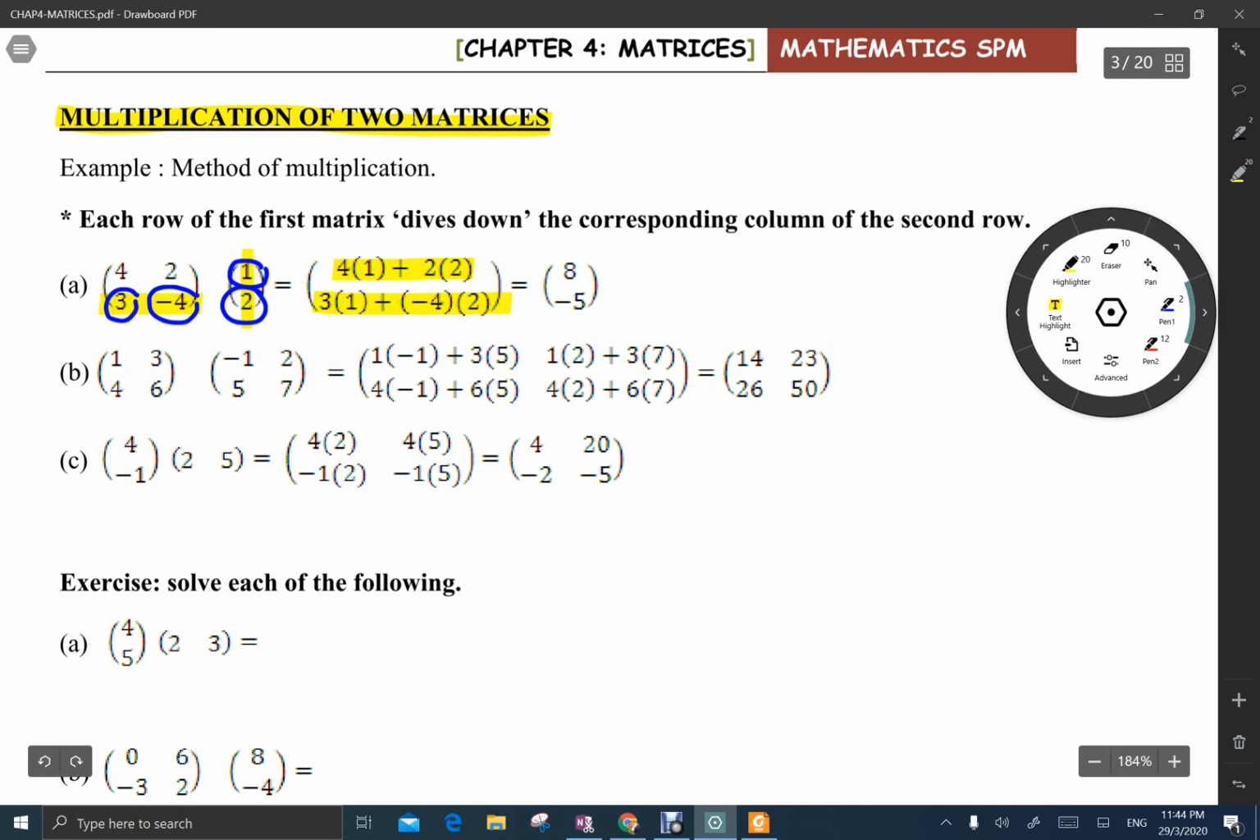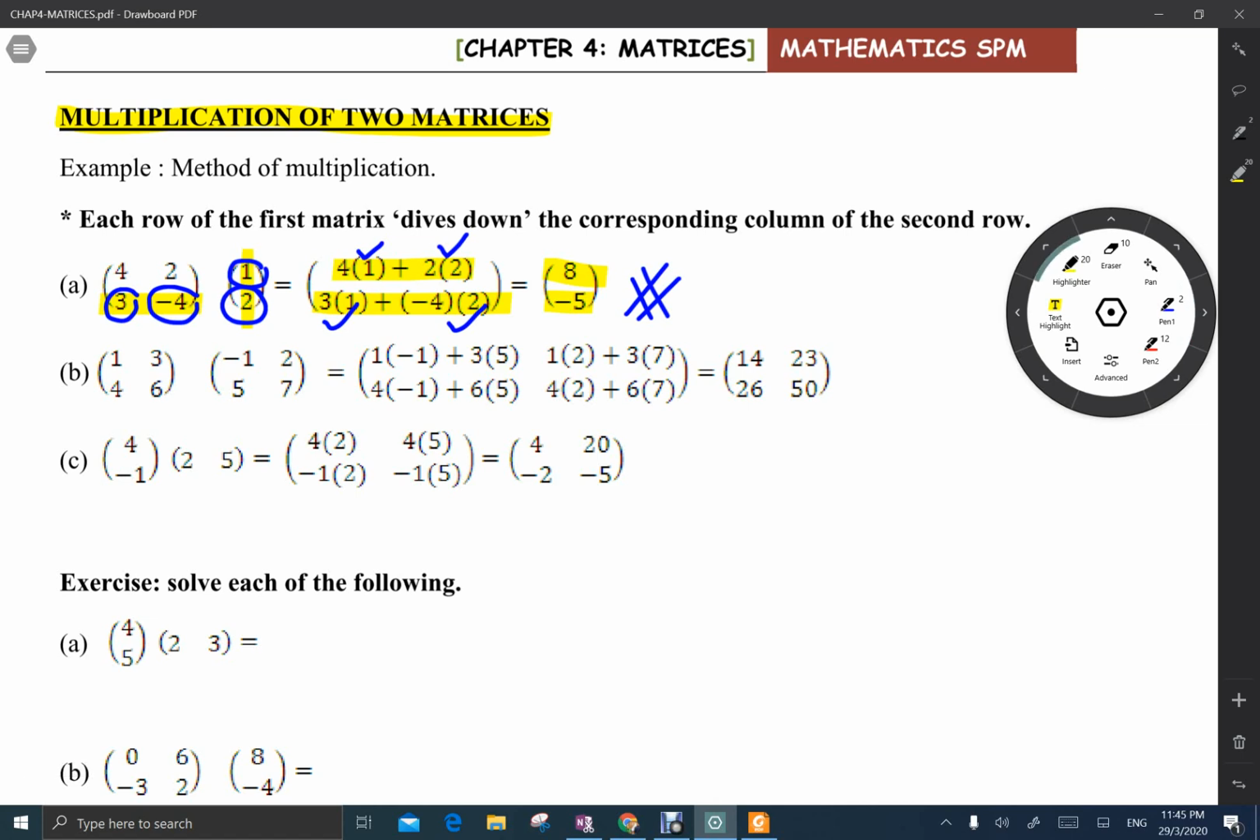Okay, then we solve it. 4 times 1 is 4. 2 times 2 is 4. So 4 plus 4 equals to 8. 3 times 1 is 3 plus negative 4 times 2 is negative 8. So the answer is negative 5. Okay, done. Now, ingat syarat dia mesti, kalau darab, matrix pertama kena ambil row, matrix yang kedua mesti ambil column. Okay, now look at the second example.